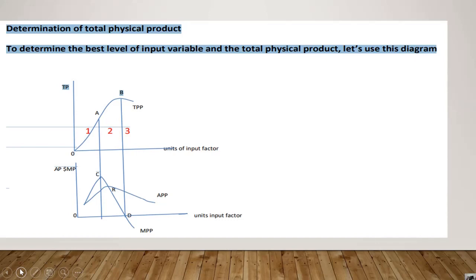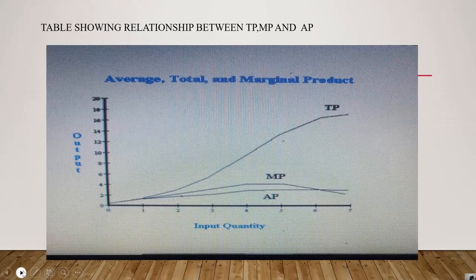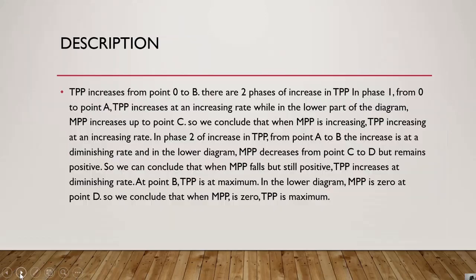There is a sharp increase in the values. I take you a little bit to our table. From 0 to A, this is TPP, you can see it is shooting from 0 to 10. Representatively here, we are saying from 0 to A, there is a sharp gradual increase in total physical product for any farm. All right, let's get to the writing here, maybe for the interest of time.